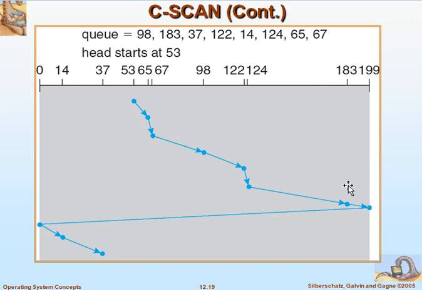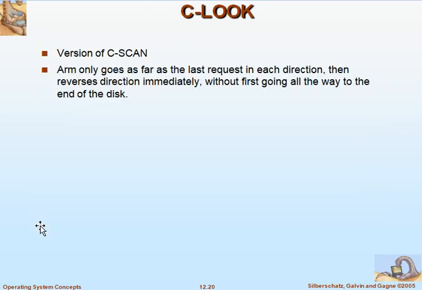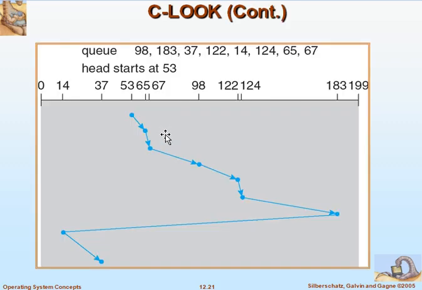In the case of C-LOOK, whenever we find the last request and no further requests are there, it will immediately come to the beginning. So in C-LOOK, the arm only goes as far as the last request in each direction, then reverses the direction immediately without first going all the way to the end of the disk. We will see this happens in both directions. You can see here, similar to C-SCAN, it will cater 65, 67.